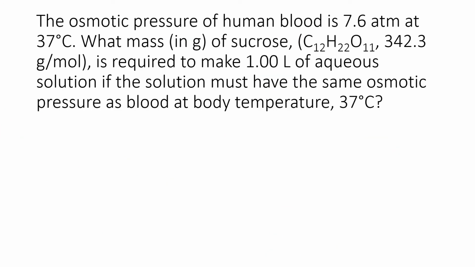Osmotic pressure of human blood is 7.6 atmospheres at 37 degrees Celsius. So there's my temperature, my osmotic pressure there. What is the mass in grams of sucrose required to make 1 liter of aqueous solution if the solution must have the same osmotic pressure as the body temperature, and so on. So let's look at it this way.